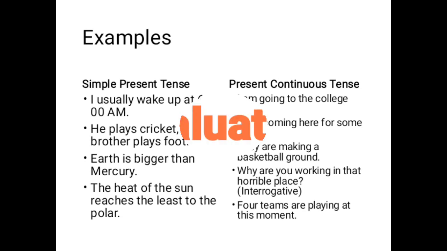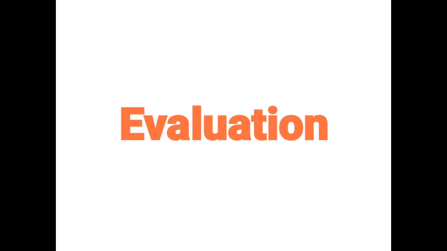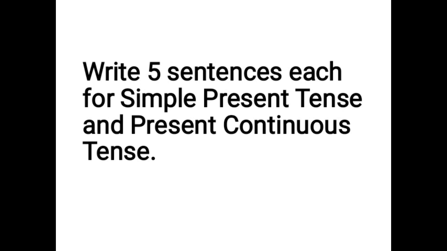So these are examples. So I'm going to ask you to do some evaluation. Let me see how well you understood what we have said. So please do this and submit tomorrow. You're going to write inside your English notebook. Write 5 sentences each for simple present tense and present continuous. That means 5 for simple present tense and 5 for present continuous tense, making it together 10.